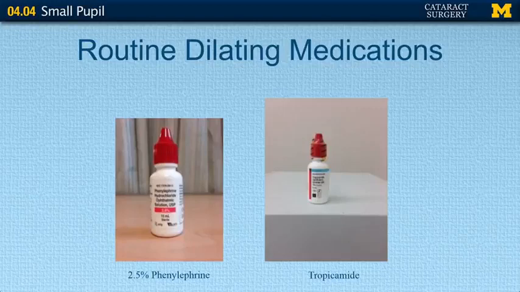So the routine dilating medications are going to vary depending on the physician, but in general, we typically start with a mydriatic, such as 2.5% phenylephrine, and a cycloplegic agent such as tropicamide, which comes in both 0.5% as well as 1%.